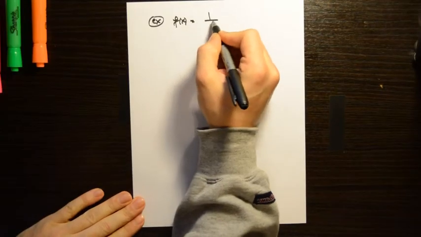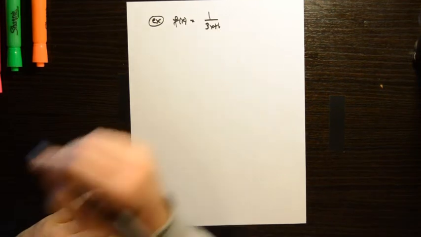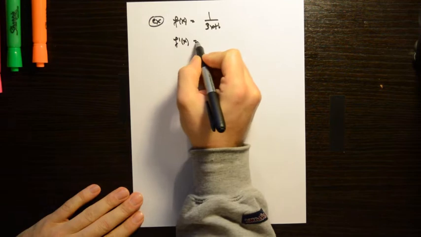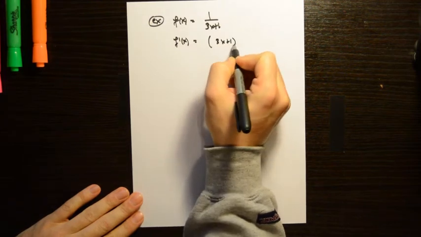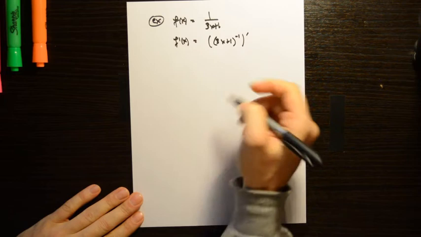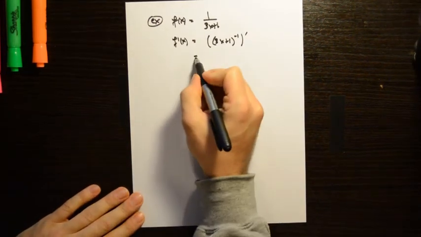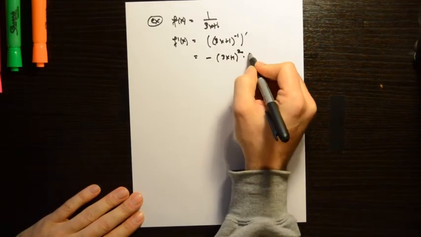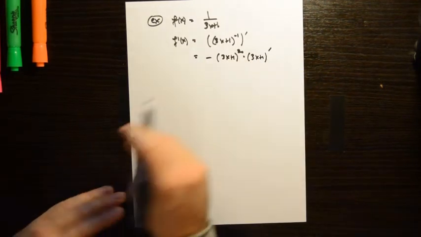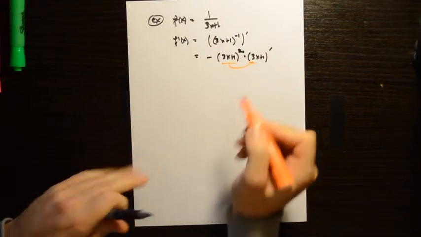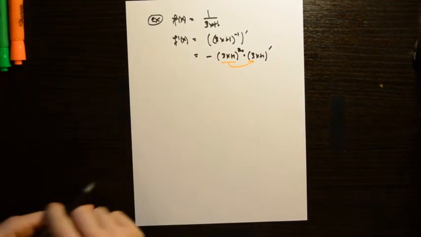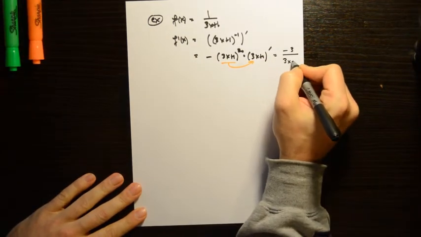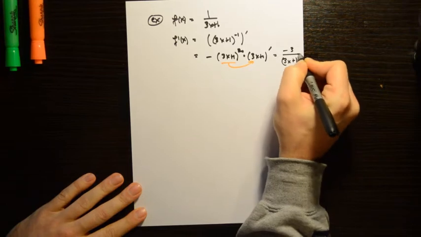We want to take the derivative of 1 over 3x plus 1 by definition. So here, f prime of x is written (3x plus 1) to the minus 1 power, and then let's hit this with the power rule and chain rule. So this will be minus (3x plus 1) to the minus 2 times the derivative of 3x plus 1. So here we have chain rule for this term, 3. So this becomes minus 3 divided by (3x plus 1), the quantity squared.